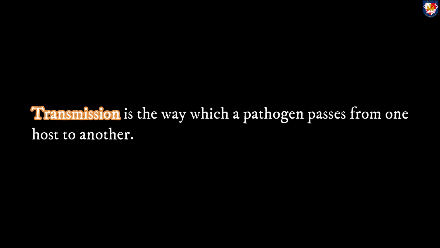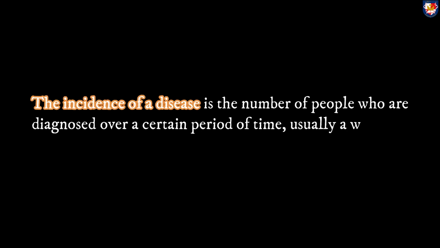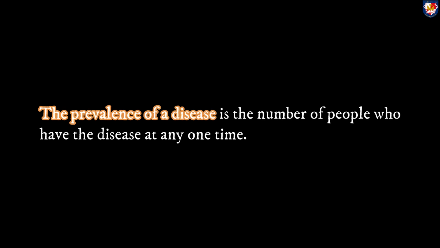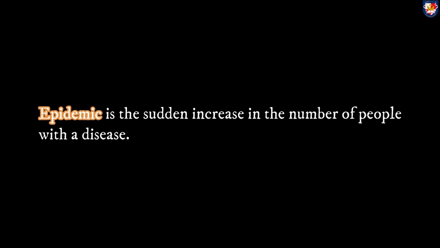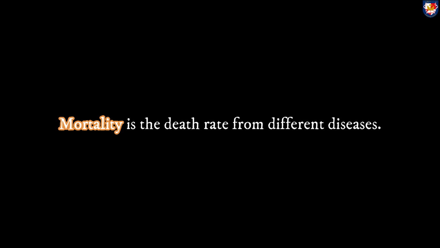Besides that, there are also other terms that you need to know. First, transmission is the way in which a pathogen passes from one host to another. Second, endemic diseases are diseases that are always in the population. Third, the incidence of a disease is the number of people who are diagnosed over a certain period of time, usually a week, month, or year. Fourth, the prevalence of a disease is the number of people who have the disease at any one time. Fifth, an epidemic is a sudden increase in the number of people with a disease. Sixth, a pandemic is an increase in the number of cases throughout a continent or across the world. Seventh, mortality is the death rate from different diseases.